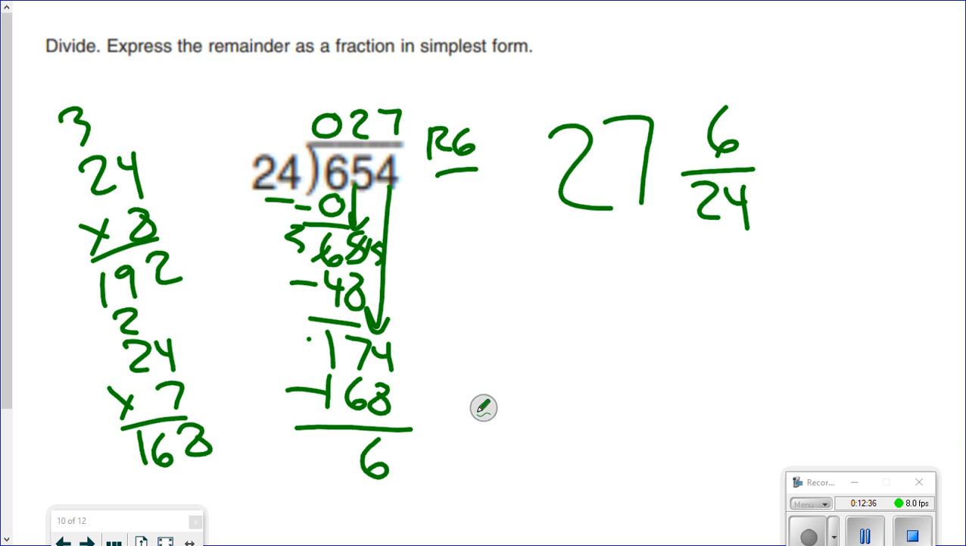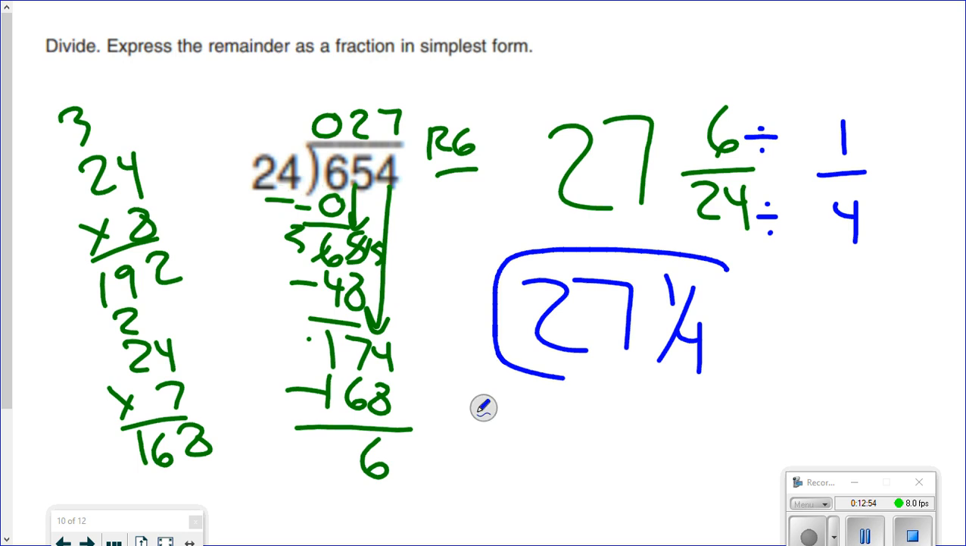If I were to reduce that 6 over 24 down, what number goes into both? 6 does. Divide by 6, I have 1/4, because 24 divided by 6 is 4. So my answer could also be written as 27 and 1/4. That would be one way to write it. Okay? Another way to write it would be 27, remainder 6.